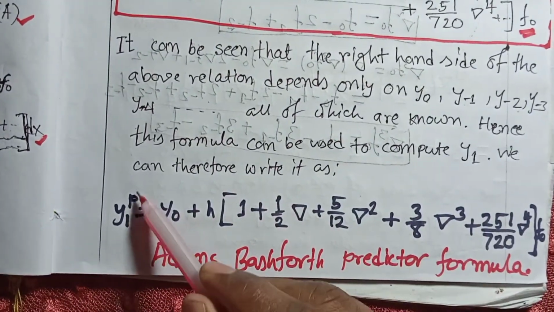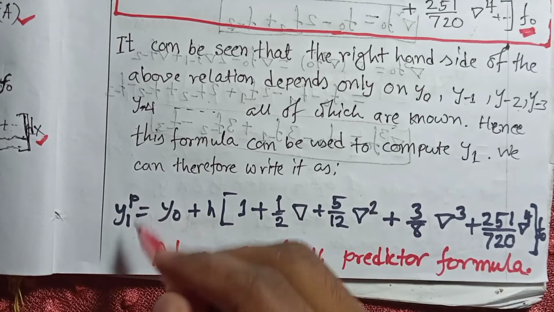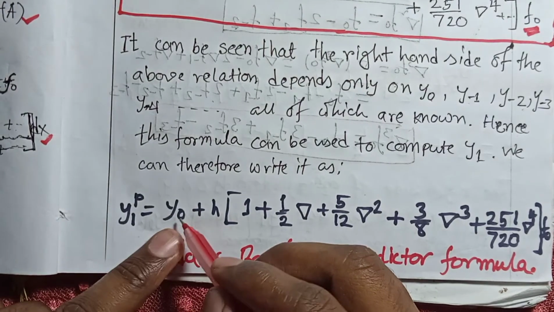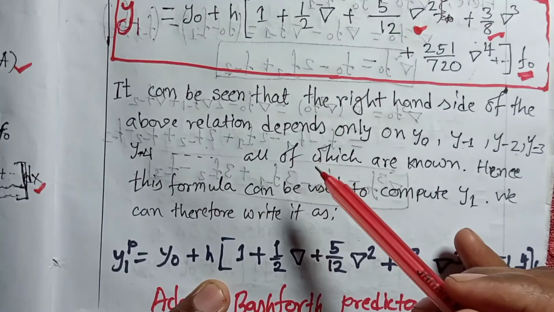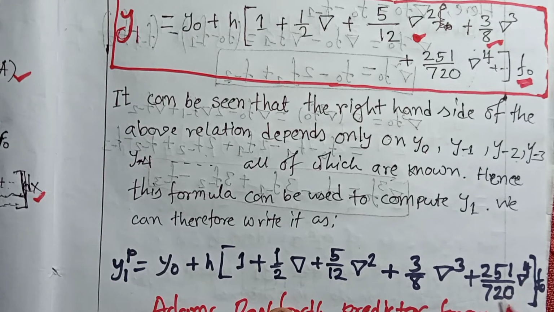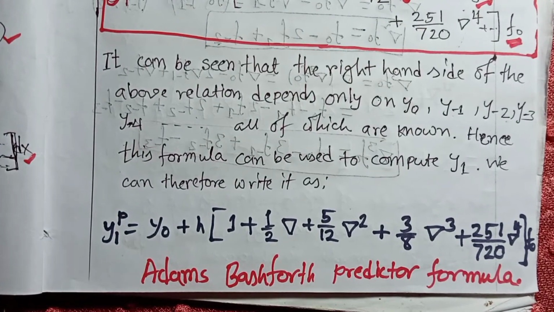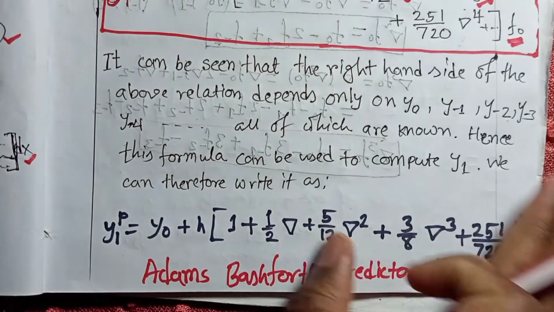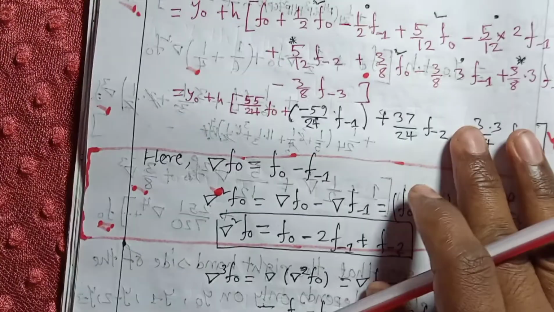y1 p, this p denotes the predictor formula. y0 plus h into 251 upon 720 nabla power 4 f0. This is called the Adams-Bashforth predictor formula. Now this predictor formula can be written like this.